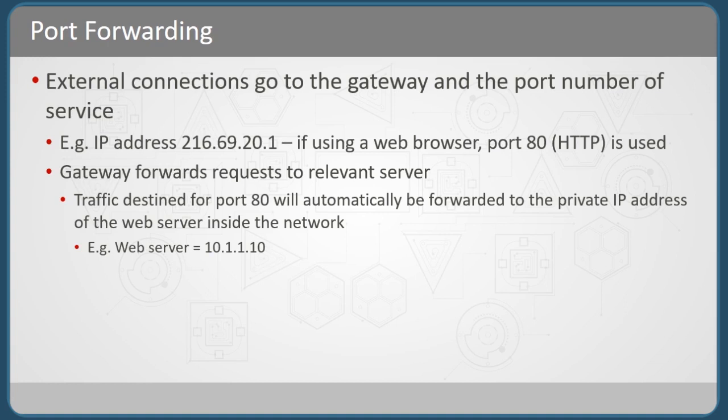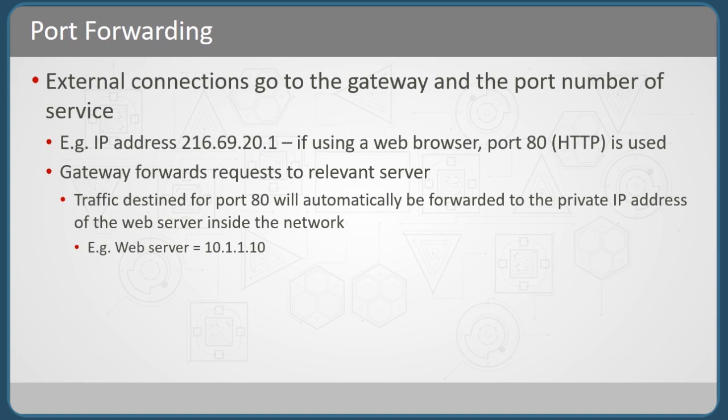The gateway will then forward the request to the relevant server, in this case, the web server. So all traffic that is coming in, destined for port 80, will automatically be forwarded to the private address of the web server inside the network. For instance, 10.1.1.10. So I didn't have to open my browser and explicitly state port 80. That is the default port for the HTTP protocol. So other applications, many other applications, have those default port configurations as part of the application.